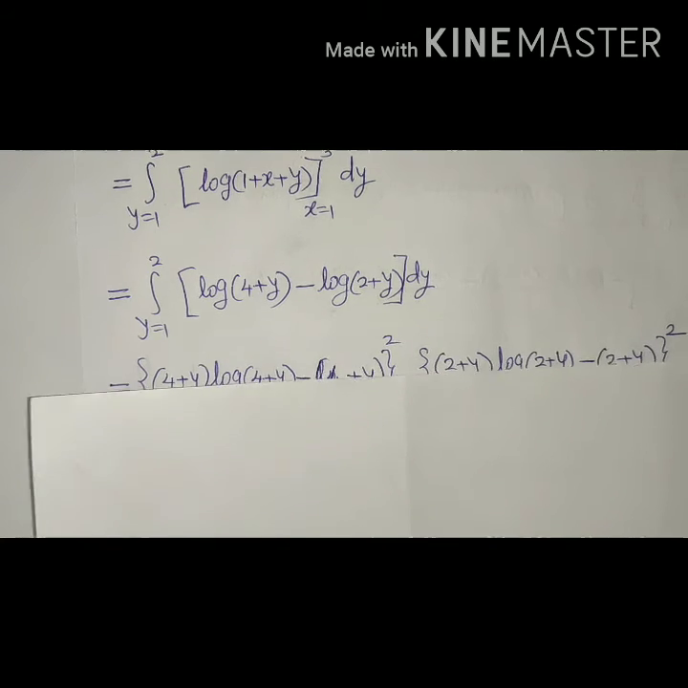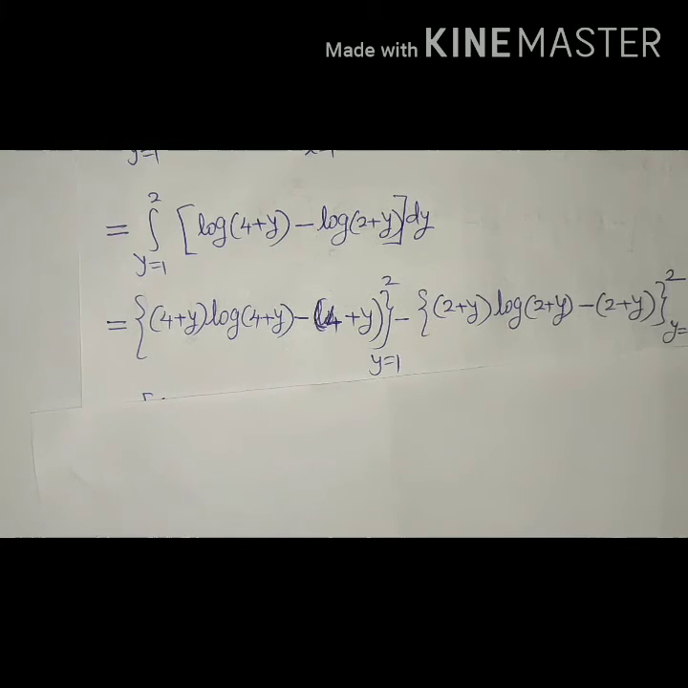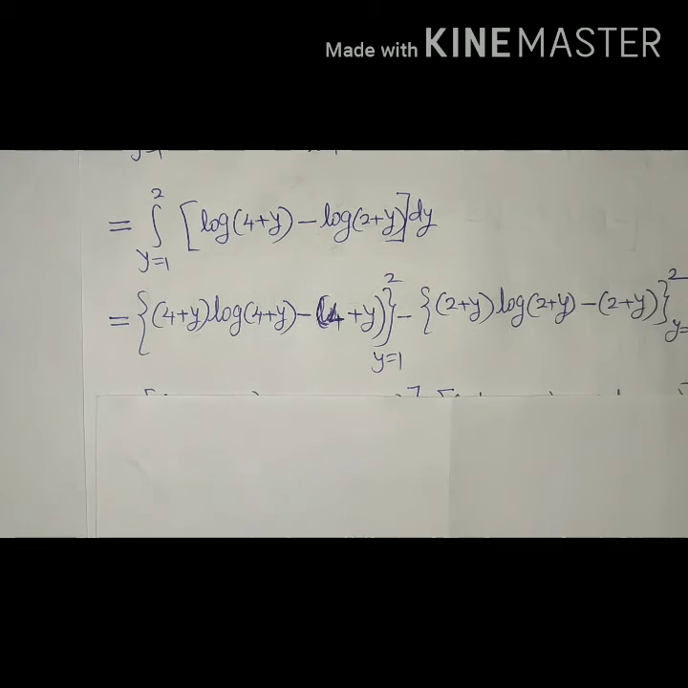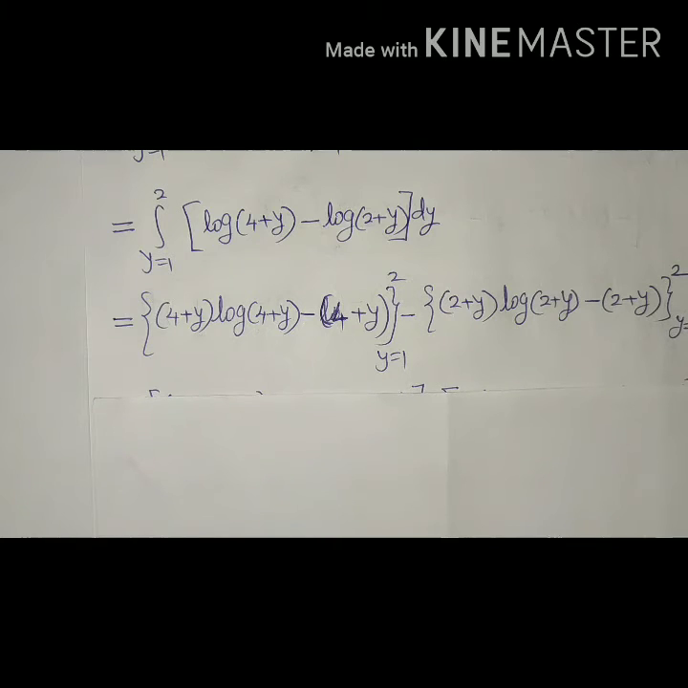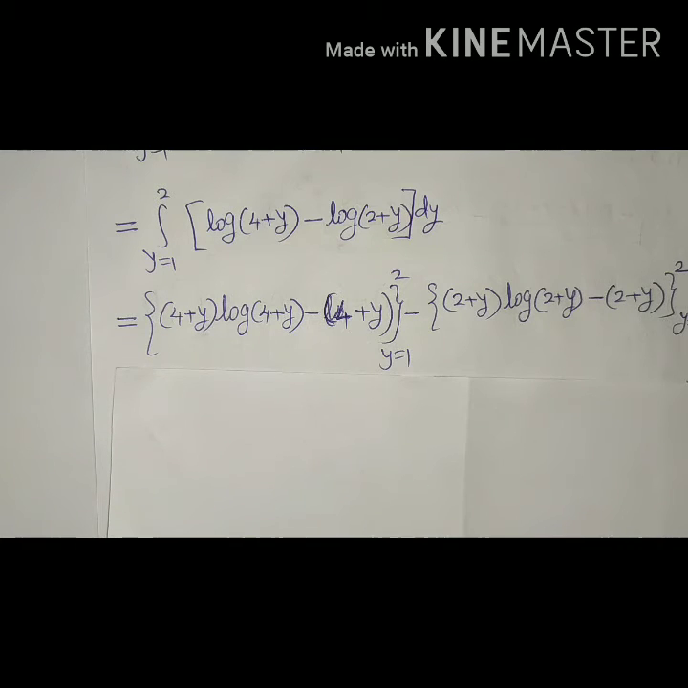Now let us integrate. So the formula for integration again we are using. So it becomes 4 plus y log of 4 plus y minus 4 plus y. This is the integration of log of 4 plus y. Limits from y equal to 1 to y equal to 2. And the integration of log of 2 plus y is written as 2 plus y times log of 2 plus y minus 2 plus y, and the limit varies from y equal to 1 to y equal to 2.